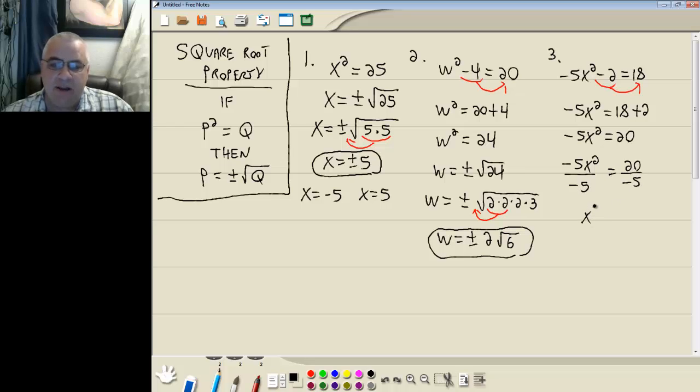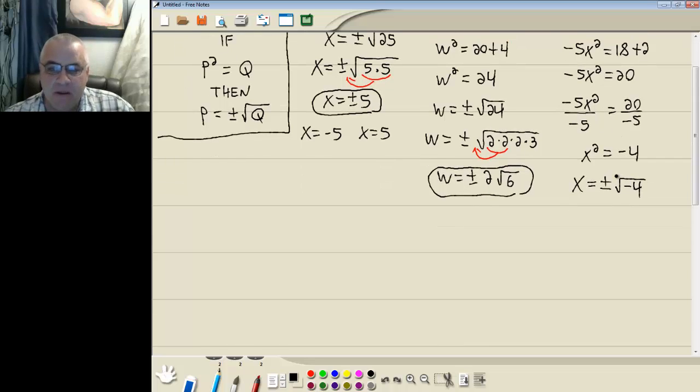And do that. We get x squared, and 20 divided by negative 5 gives us a negative 4. And now it is in the right form. We got something squared equal to something else. Square root property says we drop our squared, and we put a plus or minus square root around the other side.